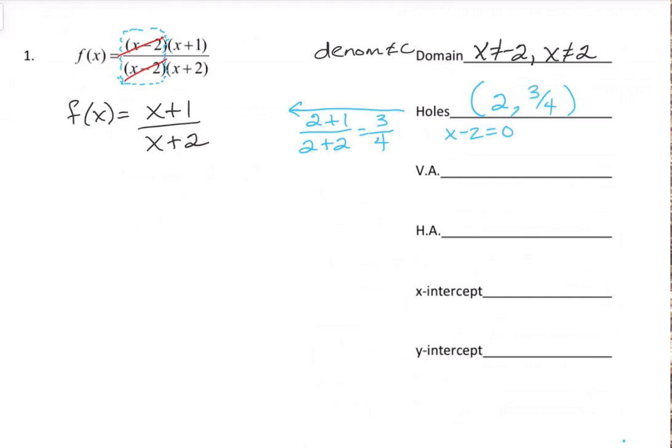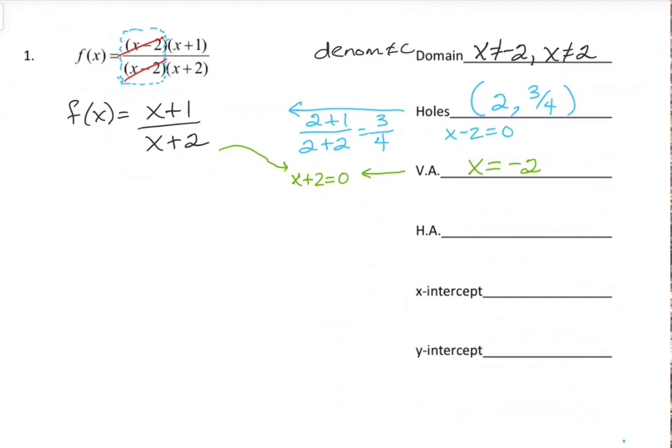Now for the vertical asymptote. For the vertical asymptote, I want to set the denominator of that simplified version of the function equal to 0. And I get a vertical asymptote of x equal to -2.